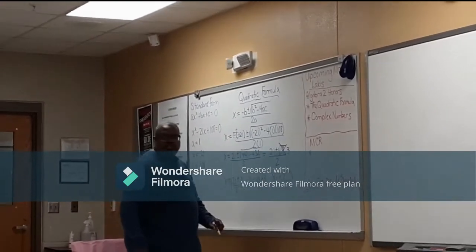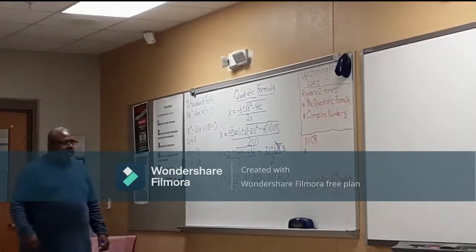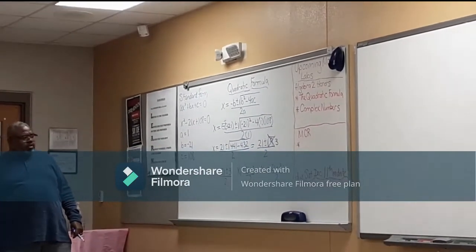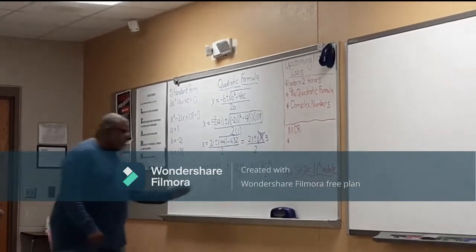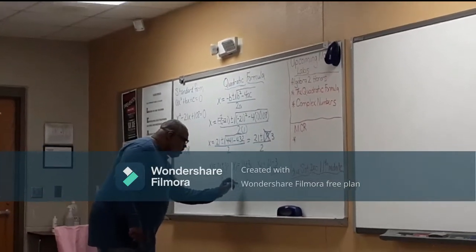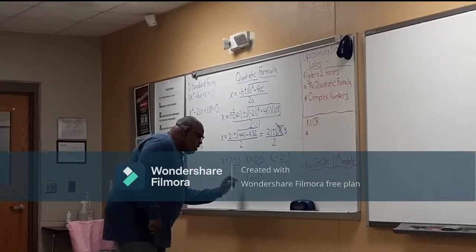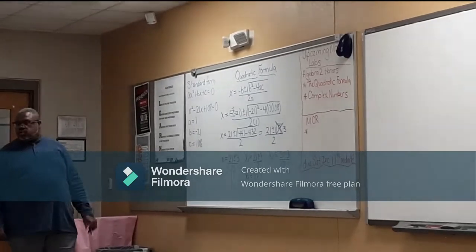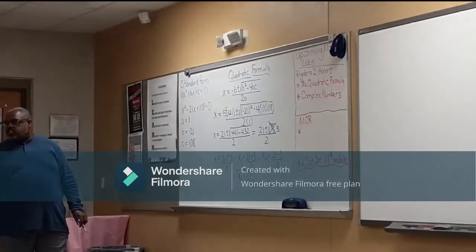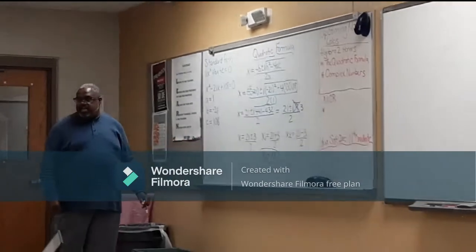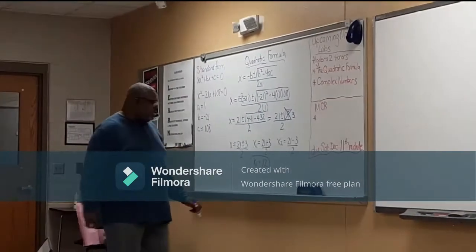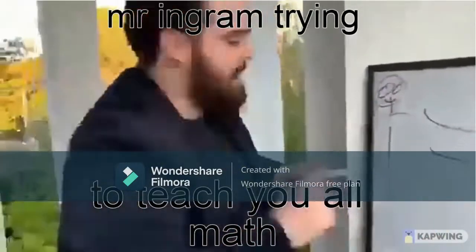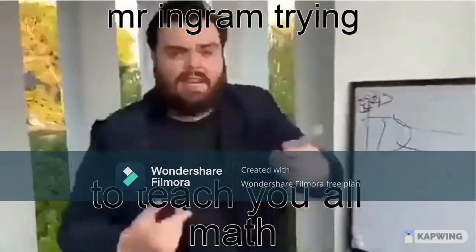Okay? 21 plus 3, that's 24. Half of 24, that's 12. So x1 equals 12. x2, 21 minus 3, that's 18. Half of 18 is 9. So x2 equals 9. Those are my two answers.